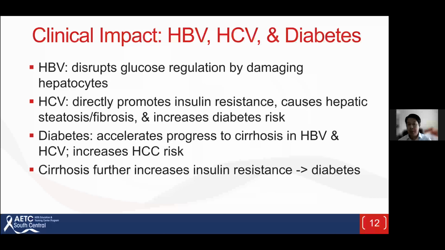Interestingly, hepatitis B disrupts glucose regulation by directly damaging hepatocytes. Over time, as you continue to damage hepatocytes, the liver has less ability to manage glucose. Hepatitis C works a little bit differently. Hepatitis C, in the hepatocytes, actually blocks the insulin receptor. Within this cell, the liver infected with hep C says, nope, sorry, insulin, you're not going to come in here through the insulin receptor, and so it just kind of pushes it out.